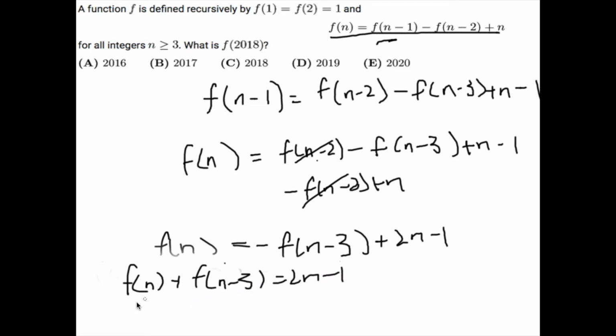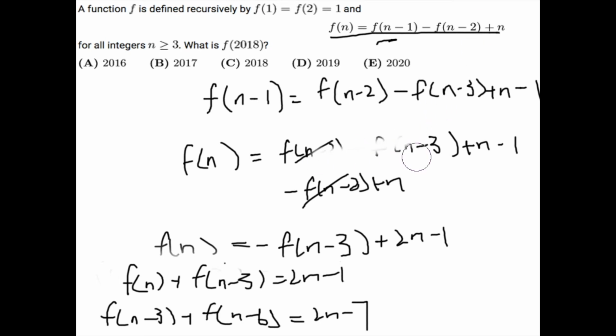And if we plug in n minus 3 for n now, we have f of n minus 3 plus f of n minus 6 equals 2n minus 7. So what we want to do next is try to find f of n minus 3 in terms of f of n, so we have f of n and f of n minus 6 in the same equation. And the reason we want to do this is to basically have to do less steps in order to get from 2018 to 1. And let me clear some space real quick.